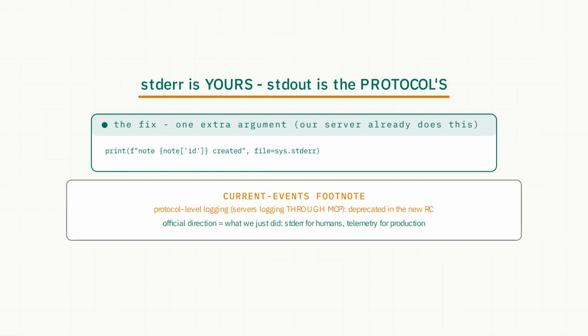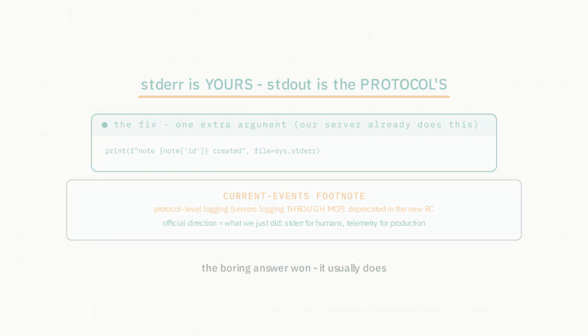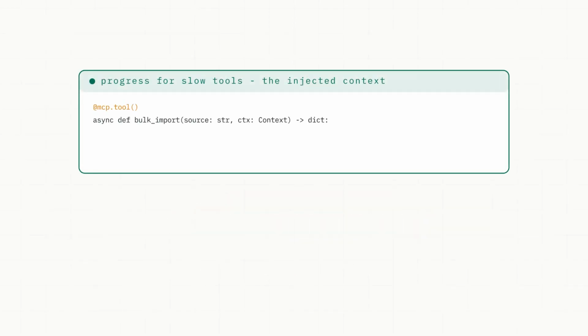Protocol-level logging, the fancy alternative where servers log through MCP itself, is deprecated in the new release candidate. The official direction is what we just did: standard error for humans, telemetry tooling for production. The boring answer, it usually does. One refinement for tools that take real-time progress reporting.